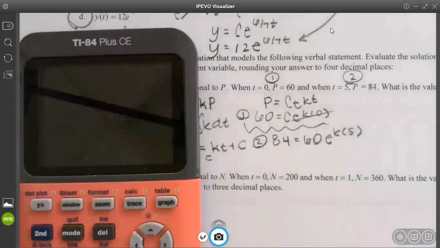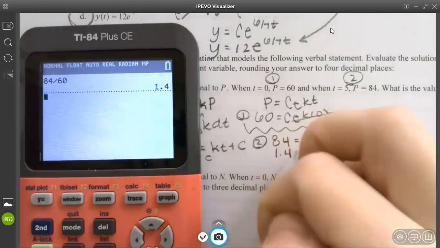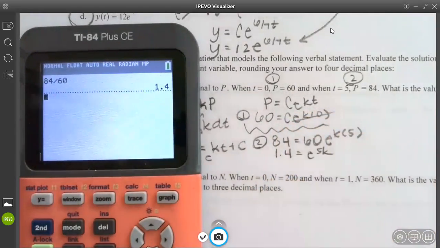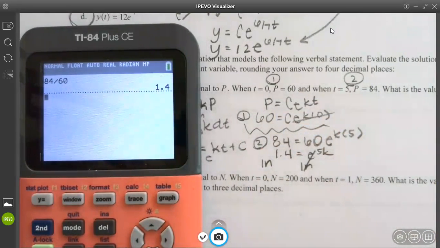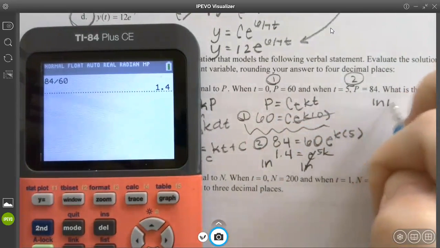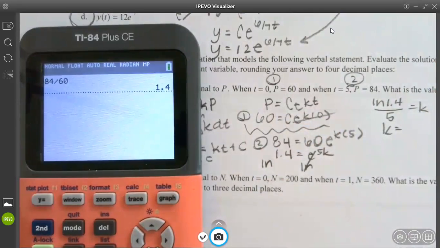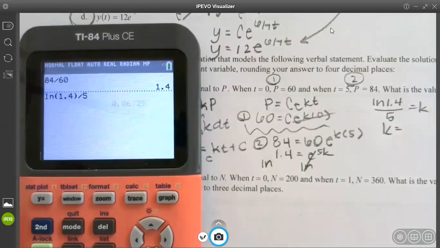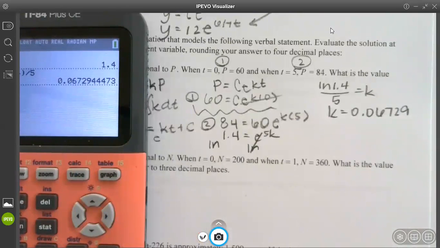All right, so I'm gonna do this on my calculator, so I don't have to do any work. 84 divided by 60 gives me 1.4 equals e to the 5k. How do I solve? ln both sides. So ln 1.4 divided by 5 equals k, which means that k is 0.06729. If you had to put 0.0673, that's fine. Like I said, 4 decimal places will be fine.